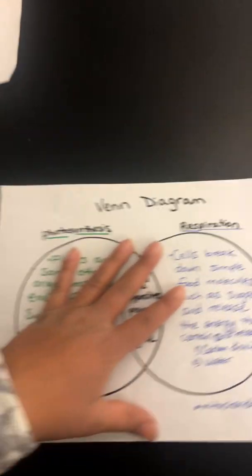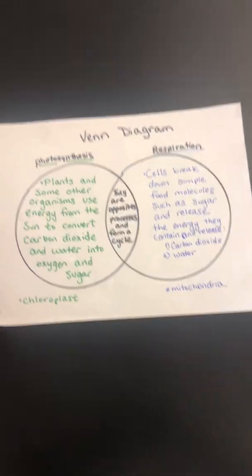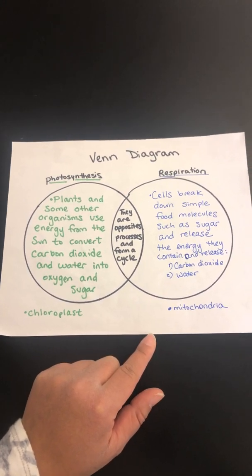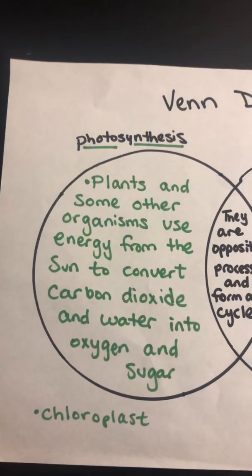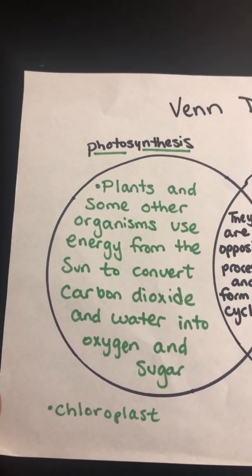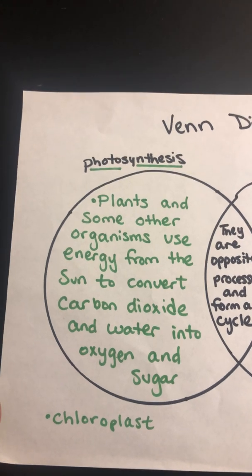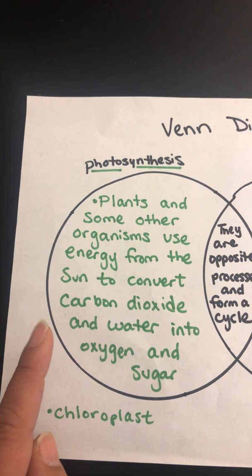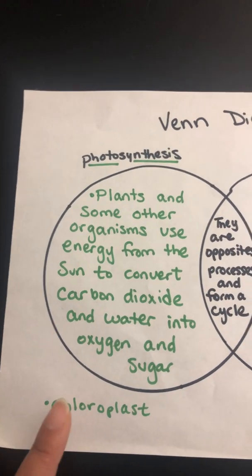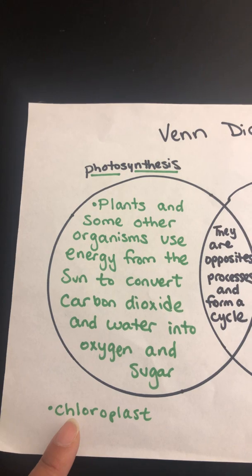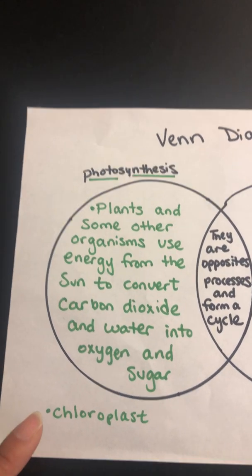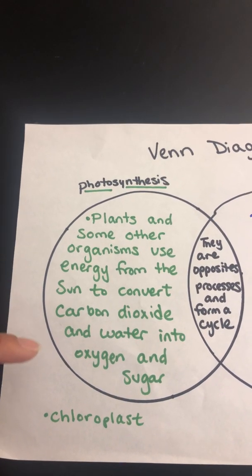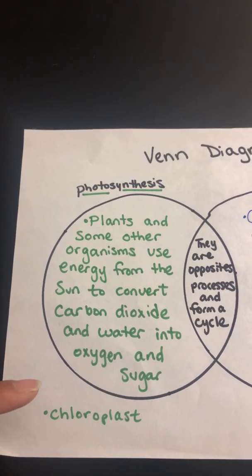So here I made a Venn diagram for you, and this is a comparison of photosynthesis to respiration. On this side of the Venn diagram, I have photosynthesis, which is where plants and some organisms use energy from the sun to convert carbon dioxide and water into oxygen and sugar. The organelle that uses this process is the chloroplast. It attracts the sunlight and converts that sunlight with the carbon dioxide and water into energy.